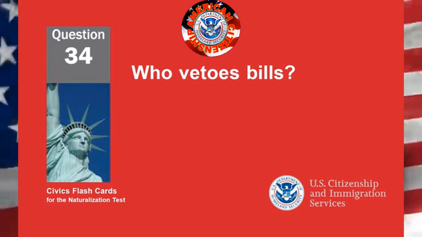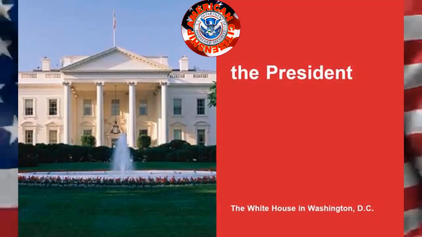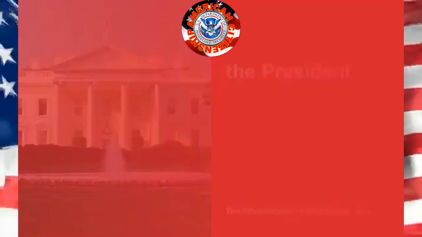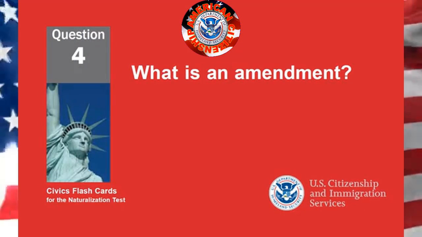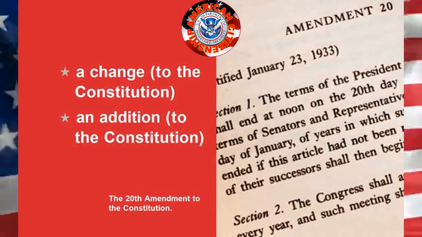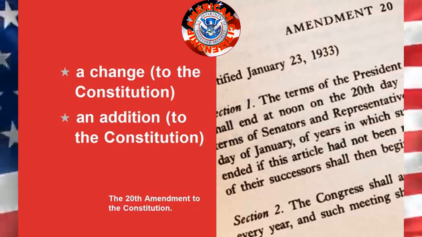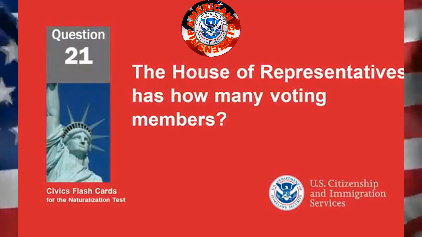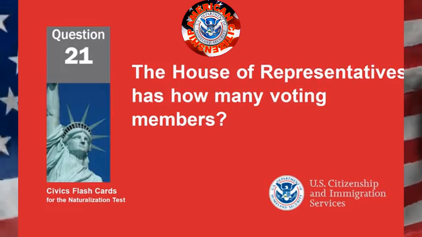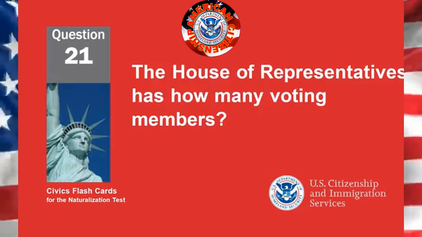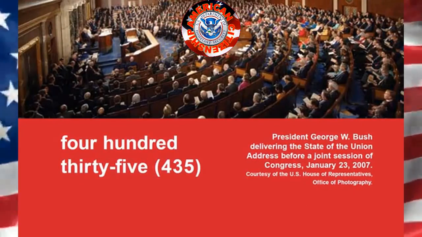Who vetoes bills? The President. What is an amendment? A change to the Constitution, an addition to the Constitution. The House of Representatives has how many voting members? 435.